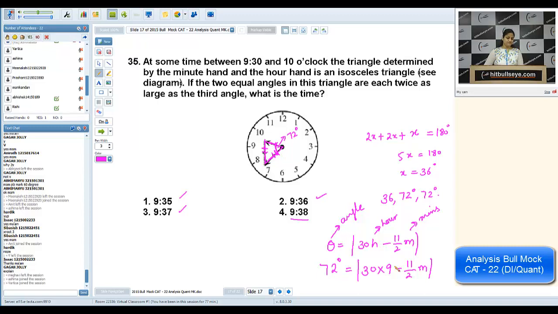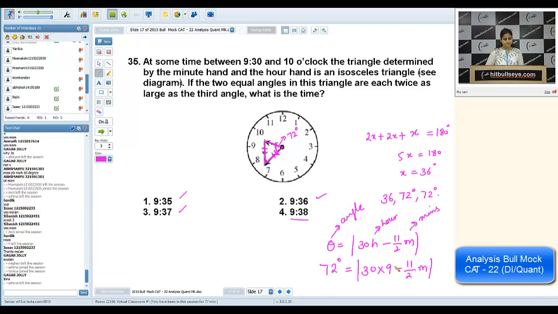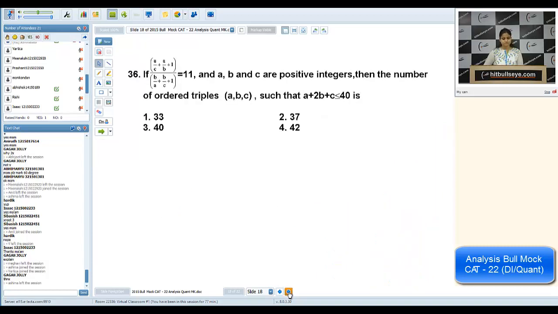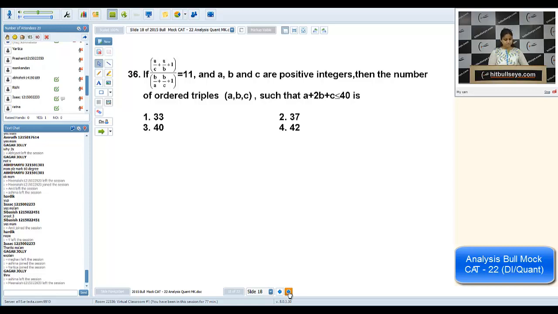Is it okay, all of you? Gagan? Clear? Okay. Let us move. 36th question. I think this question was easy. Any problem in this?